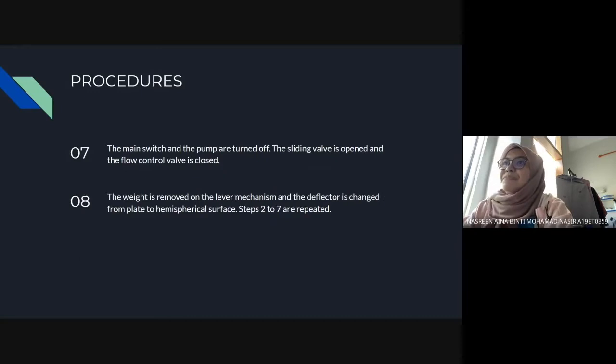Next. The main switch and the pump are turned off after that, the sliding valve is opened and the flow control valve is closed. Lastly, the weight is removed from the lever mechanism and the deflector is changed from plate to hemispherical surface, and steps 2 to 7 are repeated. Okay, then I'll pass to Zana.